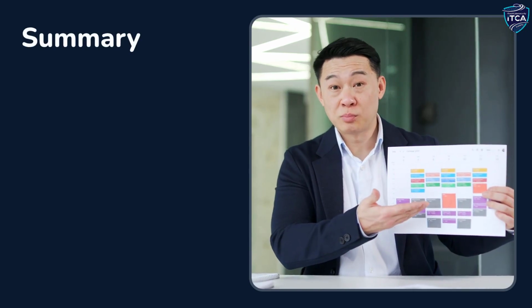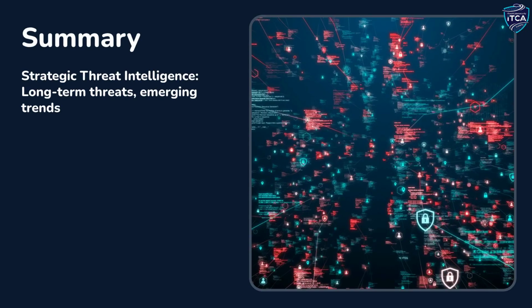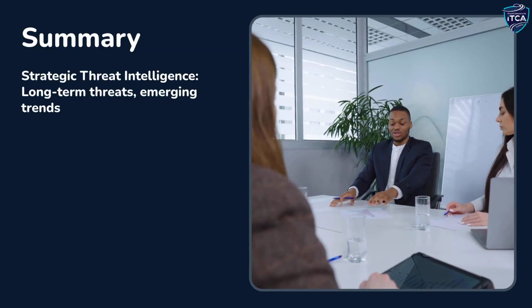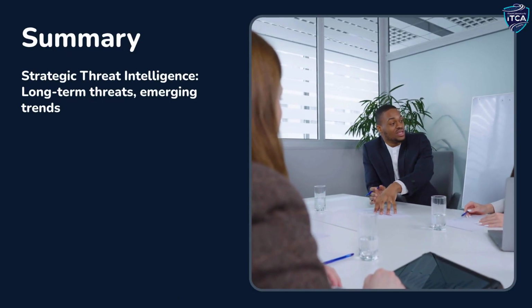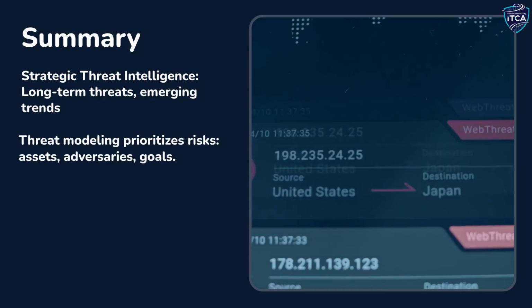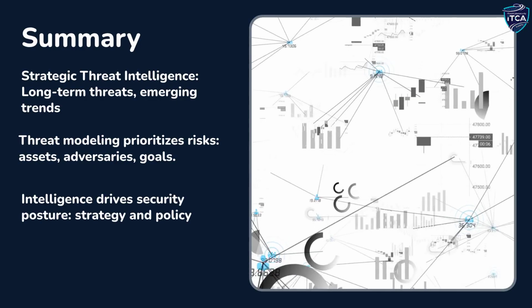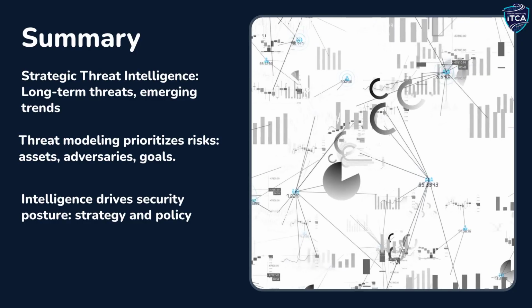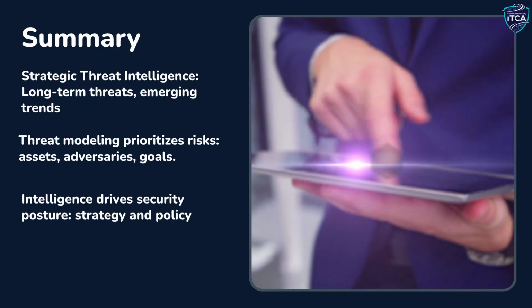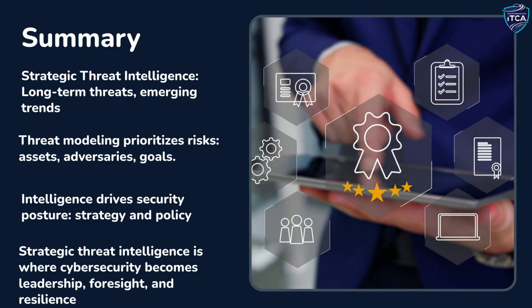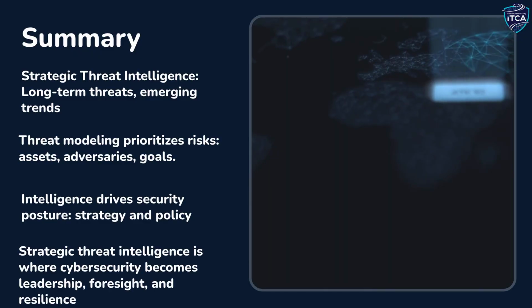As we conclude this module, let's summarize what you've learned. Strategic threat intelligence focuses on long-term threats and emerging trends. It supports executive and policy-level decision-making. Threat modeling helps prioritize risks by linking assets, adversaries, and organizational goals. Intelligence drives security posture by shaping strategy, investment, and policy. Proper documentation ensures that organizations learn, mature, and improve over time. Strategic threat intelligence is where cybersecurity becomes leadership, foresight, and resilience.